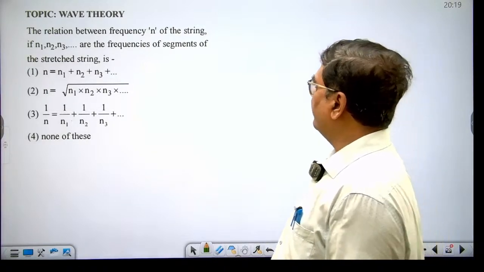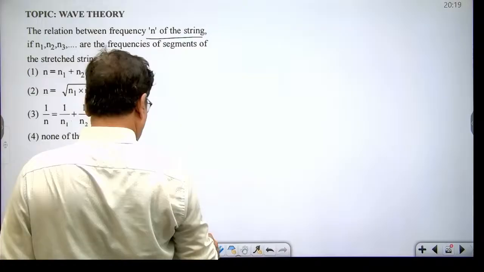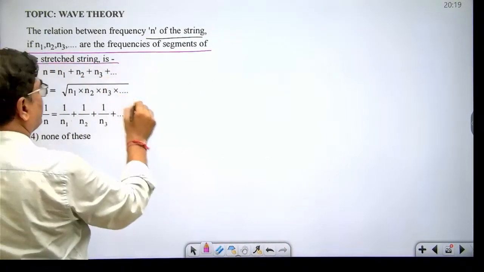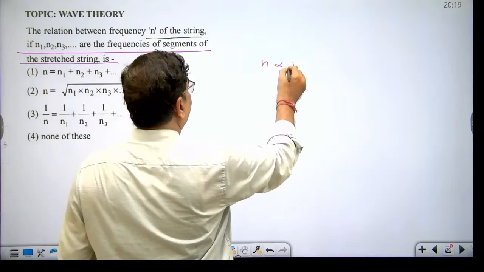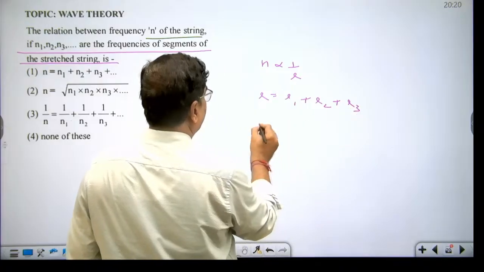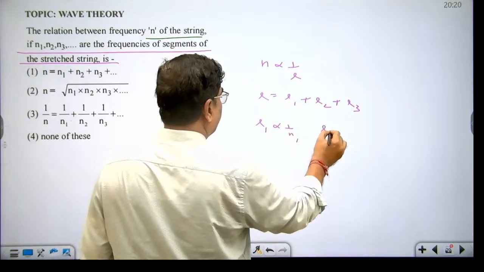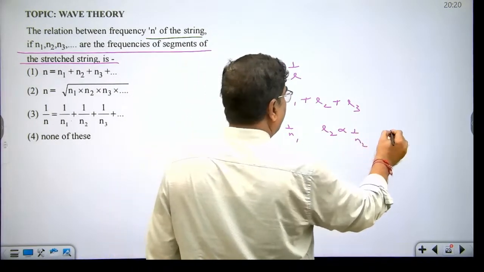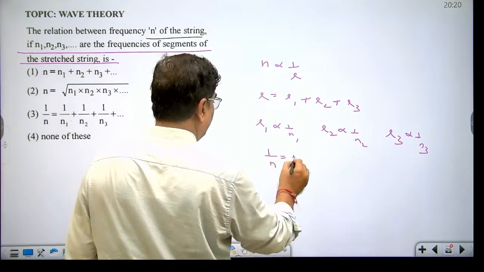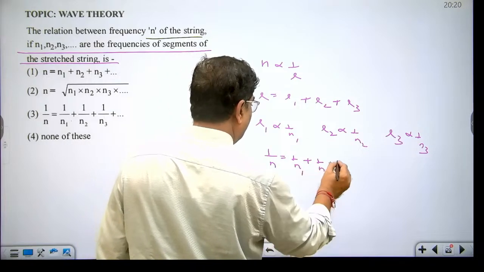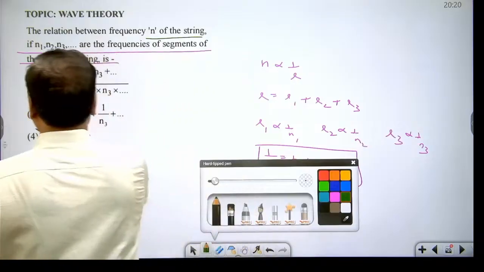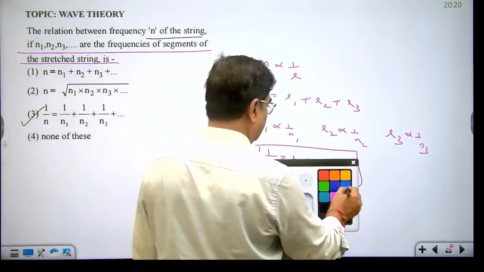The relation between frequency n of the string, and if n1, n2, n3 are the frequencies of the segments of the string: n is proportional to 1 upon L. If L equals L1 plus L2 plus L3, then L1 is proportional to 1 upon n1, L2 proportional to 1 upon n2, L3 proportional to 1 upon n3. So the resultant formula comes: 1 upon n equals 1 upon n1 plus 1 upon n2 plus 1 upon n3, in component form. So this is the correct answer. Option 3 is the correct answer.